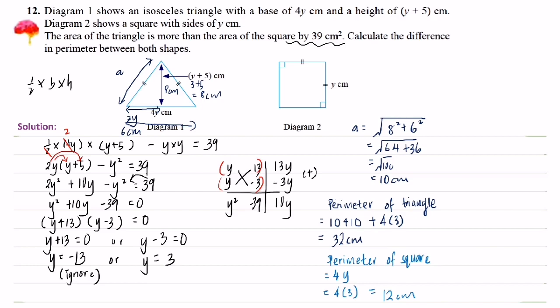Last, we find the difference in perimeter between both shapes. So perimeter of triangle 32 minus the perimeter of square 12 cm equals 20 centimeter.